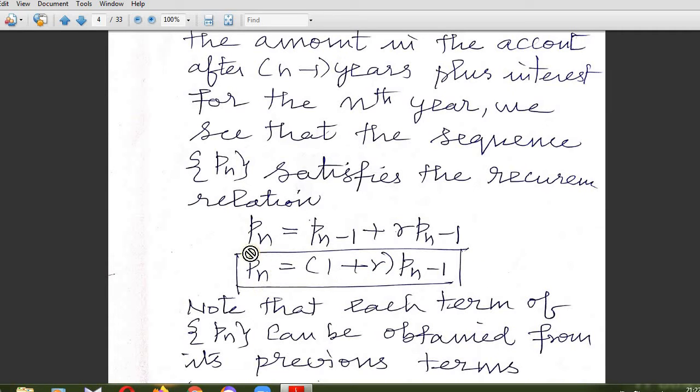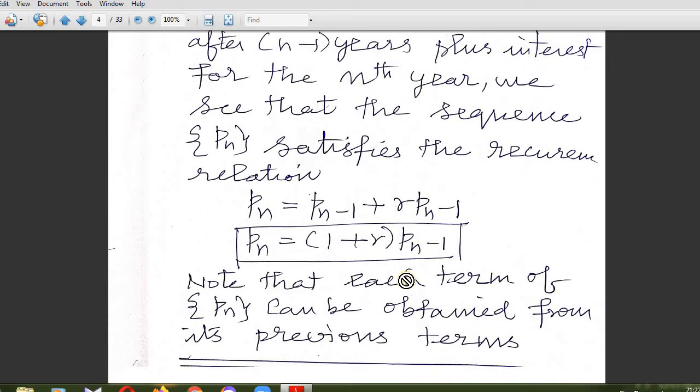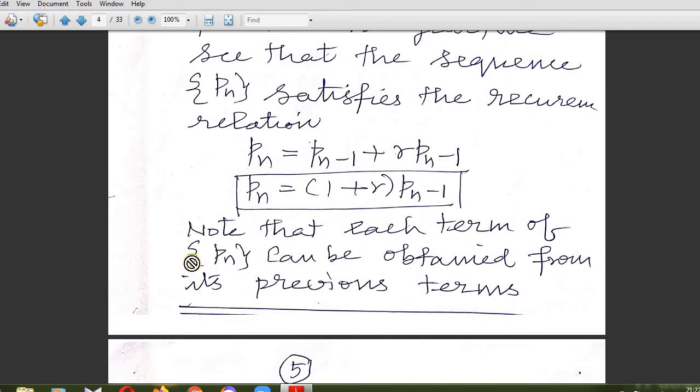The set of all these Pn, P1, P2, P3, P4, will give you the total amount in the first year, in the second year, in the third year. That is a sequence, a recurrence sequence, that comes from this particular recurrence relation, Pn equals (1 + r) into Pn-1. So we have to note that Pn can be obtained from its previous terms here.